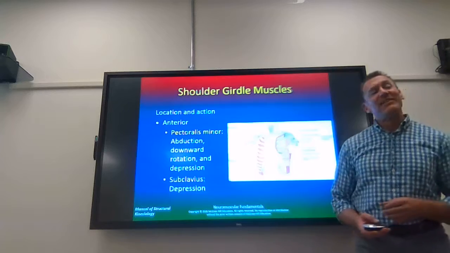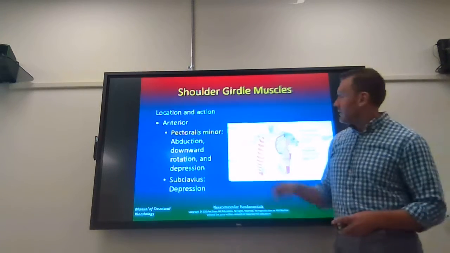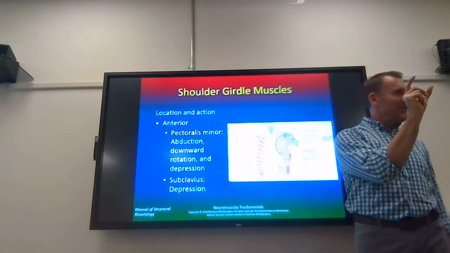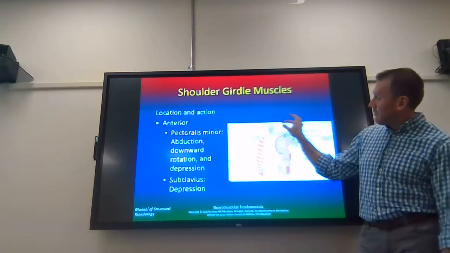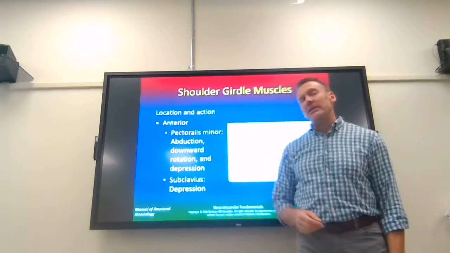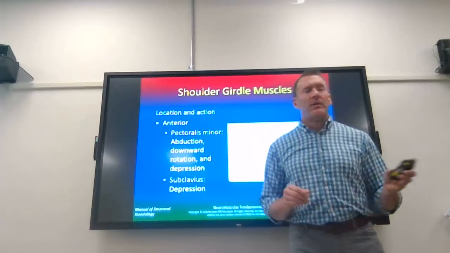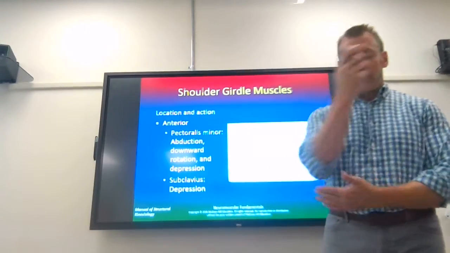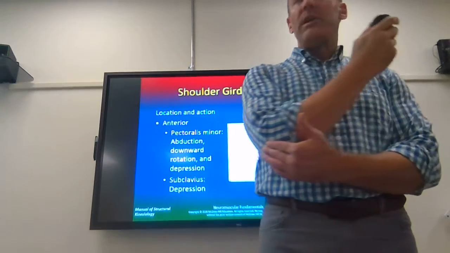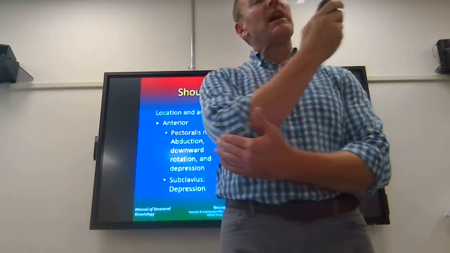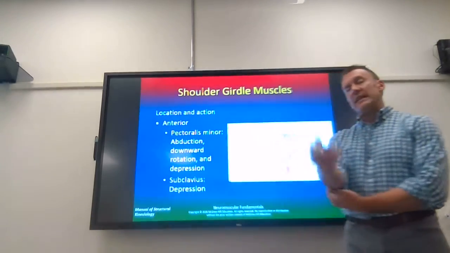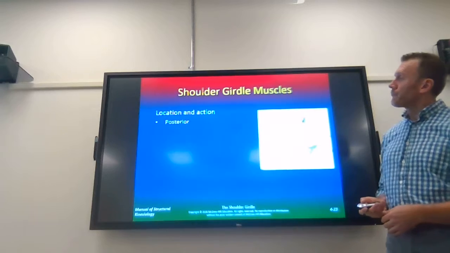Okay, so here's the subclavius. The mysterious subclavius, it's right here. See just that little tiny band of muscle tissue there that stabilizes the sternoclavicular joint. It does participate in depression, but we don't consider it much of a prime mover. There's a similar muscle on the back of the elbow called the anconeus, that stabilizes the elbow joint, but doesn't participate much in extension of the elbow like the triceps.